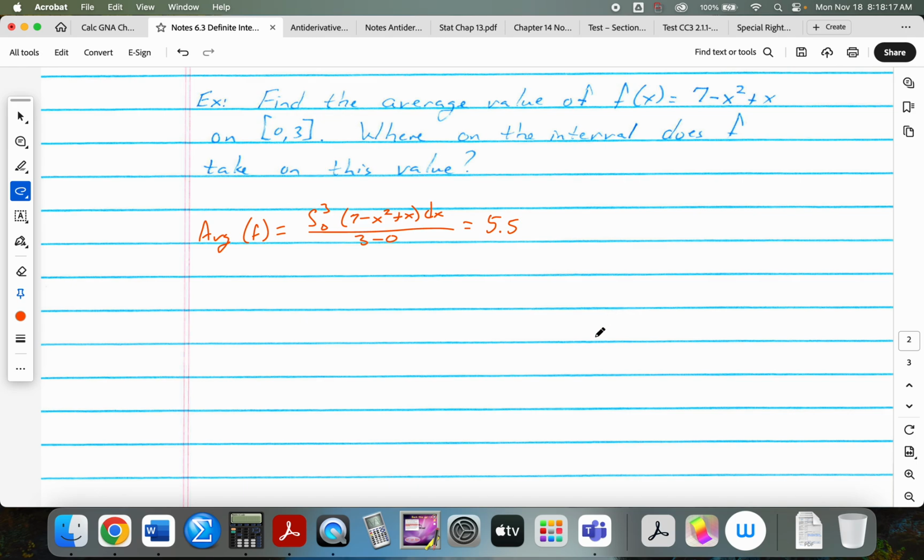And then they want, where on the interval does f take on this value? So this feels a little bit like the mean value theorem. That has to happen at least once because this is a continuous function. So we're going to go, okay, where is 7 minus x squared plus x equal to 5.5? Again, I tend to set that equal to 0, so I'm going to subtract the 5.5 and have 1.5 minus x squared plus x equal to 0. I think that finding zeros is just easier.